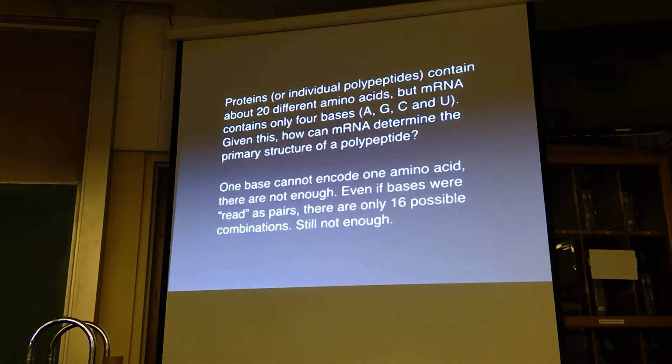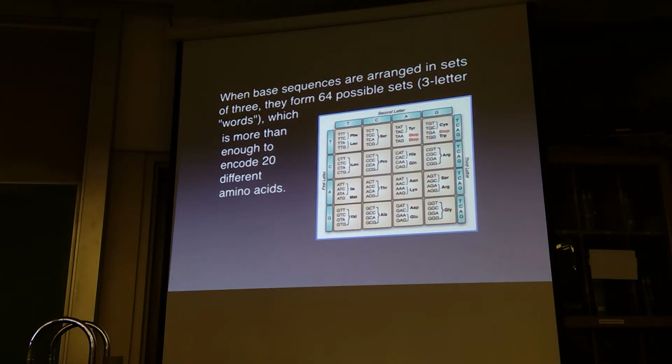They thought, well, maybe if you take the bases 2 at a time, so read them in pairs. They found out if you put them together in all the possible combinations, you come up with only 16 possible. Still not enough. If you've got 20 different amino acids, 16 possible combinations, not enough. So they said, how about if the nucleotide sequence is read in sets of 3? If you take the nucleotides in sets of 3, or bases in sets of 3, you have 64 possible combinations. Sounds kind of far-fetched, but it turned out that's how the sequence is read.